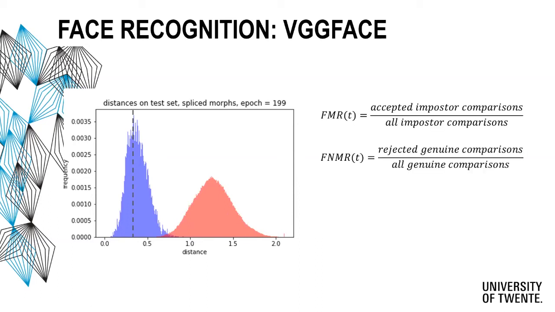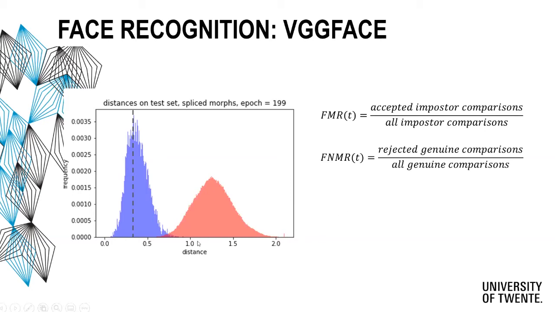There are two types of mistakes you can make here. You can either falsely accept a match of two photos of two different people. They should have been rejected, but instead they were accepted. We call that the false match rate: the proportion of the impostor comparisons, photos of two different people, that were accepted, divided by all possible impostor comparisons. The other type of mistake is the false non-match rate, which covers genuine comparisons, two photos of the same person, that were rejected even though they shouldn't have been, as a proportion of all possible genuine comparisons. These are the two types of errors you can make.